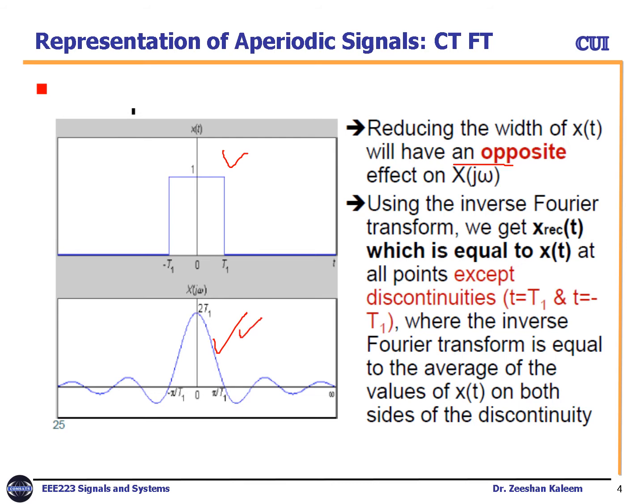If you take the inverse of X(jω), then you can get x(t). It means that using the inverse Fourier transform, we can get the rectangular function, which is equal to x(t) like this one, except at discontinuities. These are discontinuities because there are sharp transitions at t1 and minus t1, where the inverse Fourier transform is equal to the average of the values of x(t) on both sides of the discontinuity.